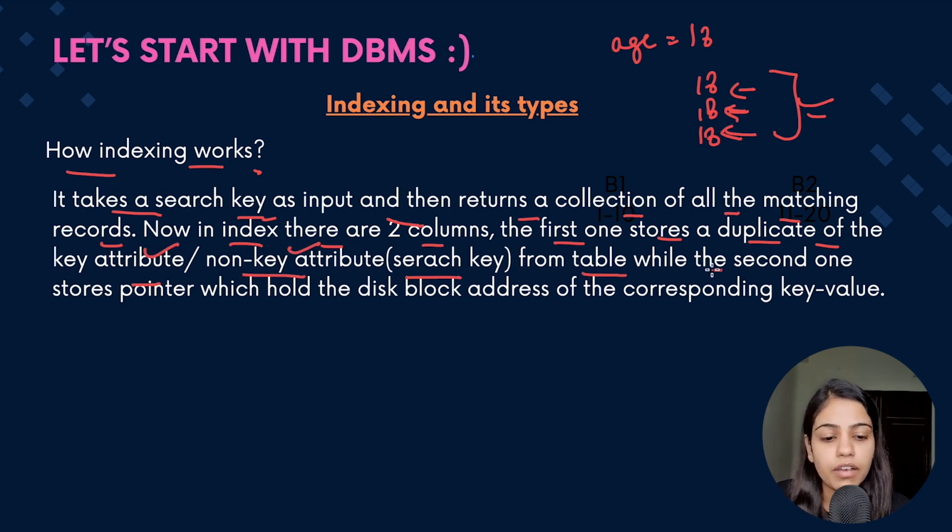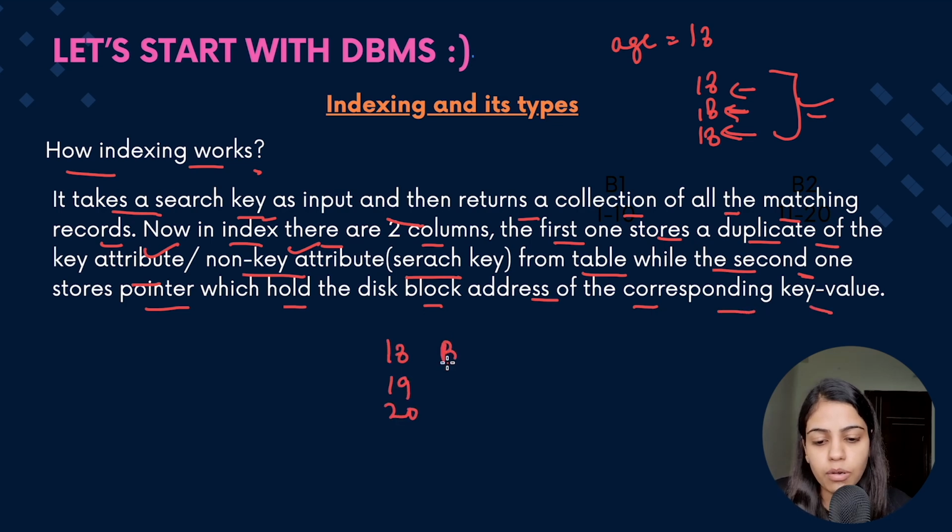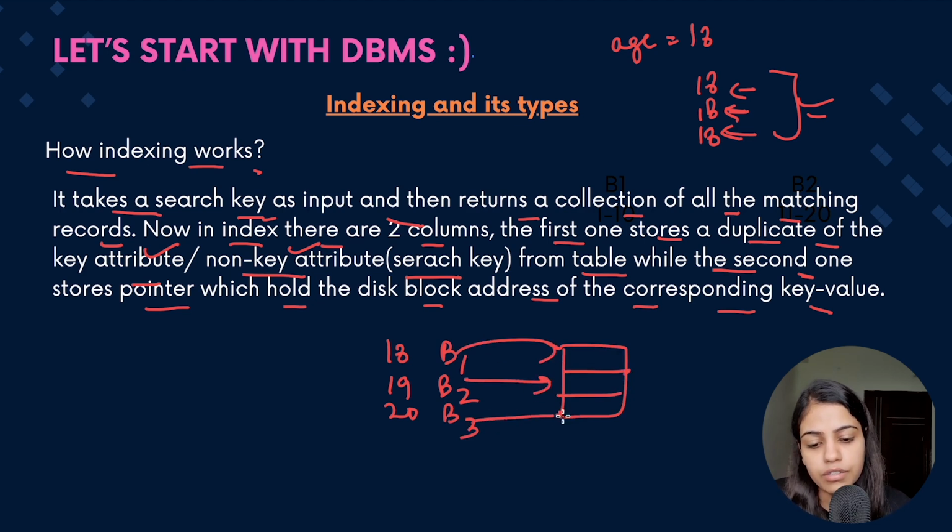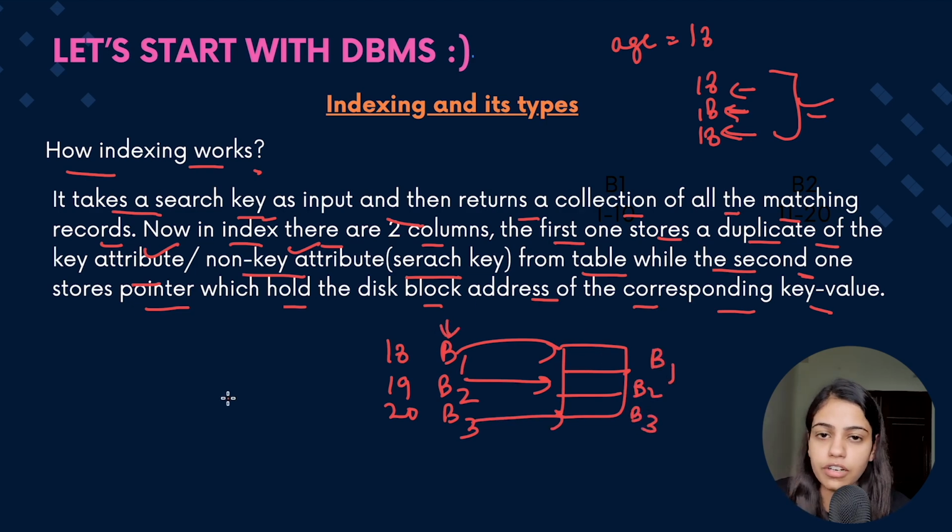Now from the table, the second one stores the pointer which holds the disk block address of the corresponding key value. So corresponding to each and every search key, there are some block pointers which are stored. These block pointers point to the address in our hard disk where the data we are searching for is stored. In the hard disk, all the data is stored in the form of blocks, and we can provide the address of this particular block in this particular column.